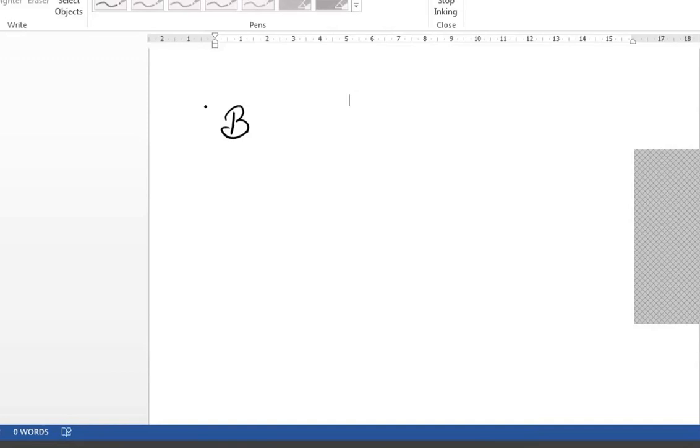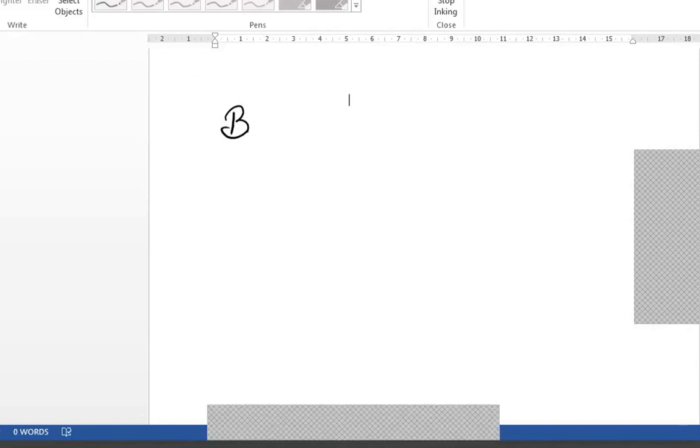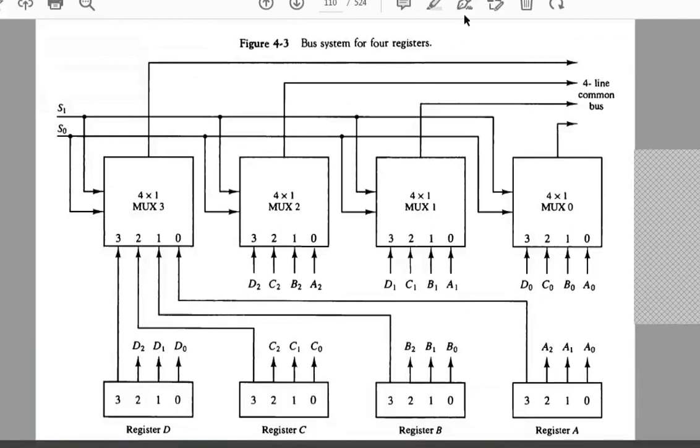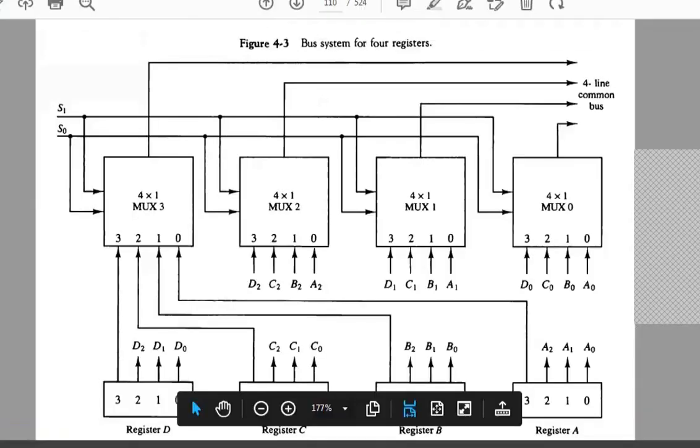After that, we saw how data is transferred between registers with the use of a common bus system, right? So this was the circuit which we had seen last. Now, for this circuit, there's one important thing you should know: how many registers would be required, how many multiplexers, what size of multiplexers, and what size of common bus would be required when I want to carry out transfer between registers. So just have a look at this circuit once, and then I'll discuss the size of registers, multiplexers, and bus required for carrying out data transfer between different registers.